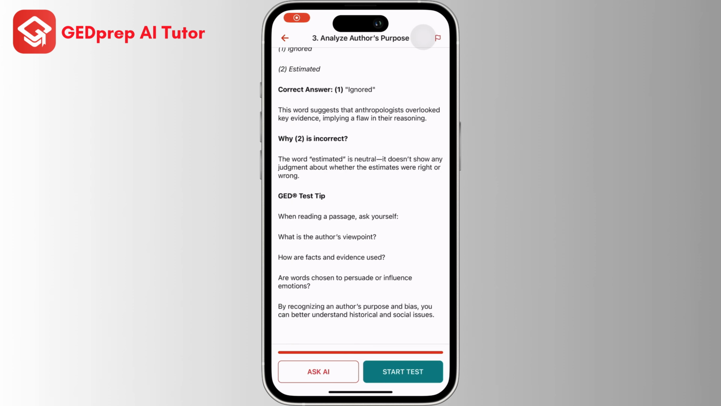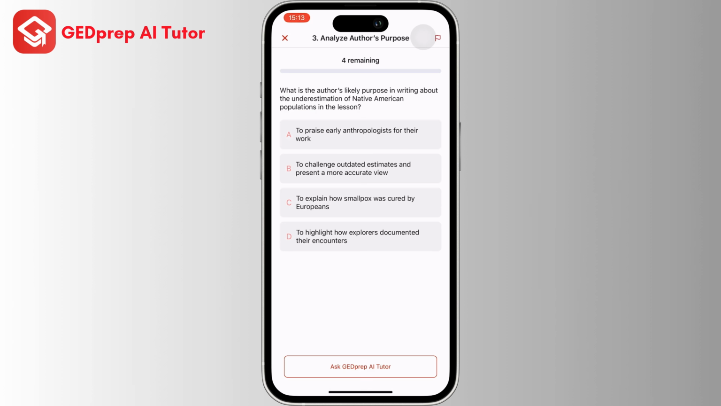Now that you've learned the key concepts, let's check your understanding with a few review questions. Question 1. What is the author's likely purpose in writing about the underestimation of Native American populations in the lesson? Option 1. To praise early anthropologists for their work. Option 2. To challenge outdated estimates and present a more accurate view. Option 3. To explain how smallpox was cured by Europeans. Option 4. To highlight how explorers documented their encounters.